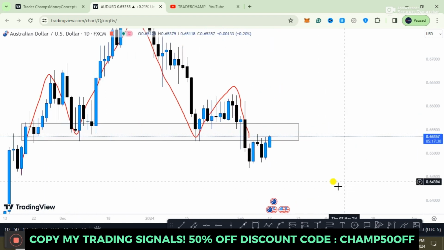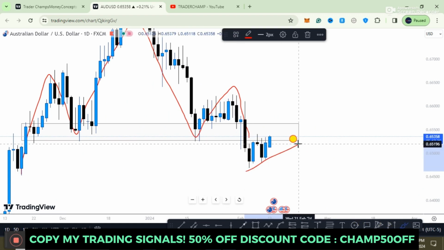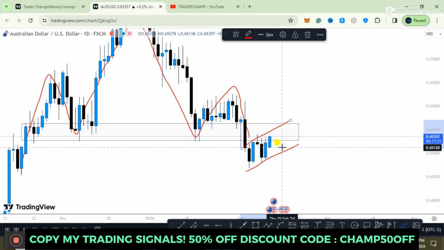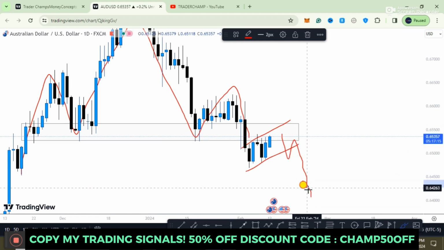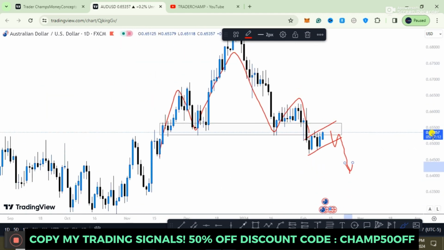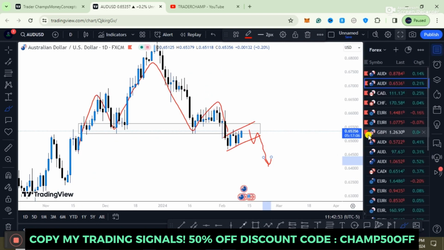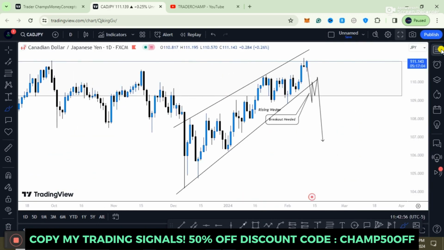So here we can expect to see a bearish breakout on a flag or a bearish flag that is going to be created on the AUDUSD pair, right? So once the price confirms a breakout, then we can expect a continuation to the downside. So this is how we should prepare for the AUDUSD pair. So let's move into the next picked up currency, which is CADJPY.